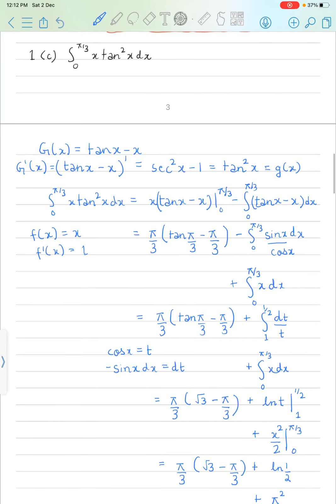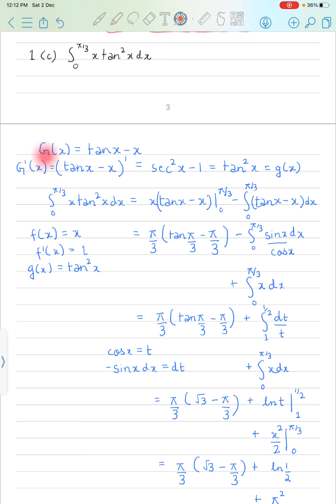Hi, let's start discussing 1c. In 1c, we are required to find the integration of x into tan square x, from 0 to pi by 3. So in this case, I am taking small gx as tan square x. Small gx is equal to tan square x. Okay, so I'm claiming that capital Gx will be tan x minus x.